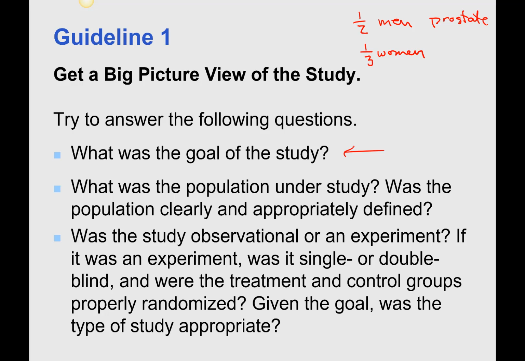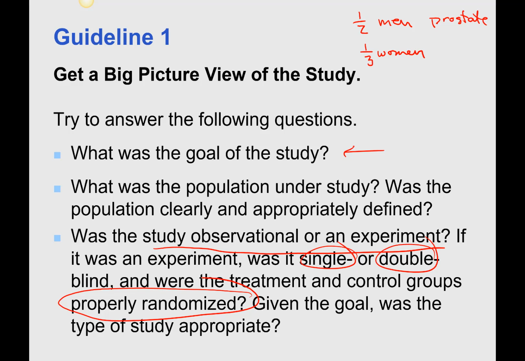Okay. Here's one for you. Is this an observational or an experimental study? If it's experimental, was it single or double blind? If it's experimental, how were the control and the treatment groups established? Were they properly randomized? You know some of this stuff now, don't you? Are you experts in it?